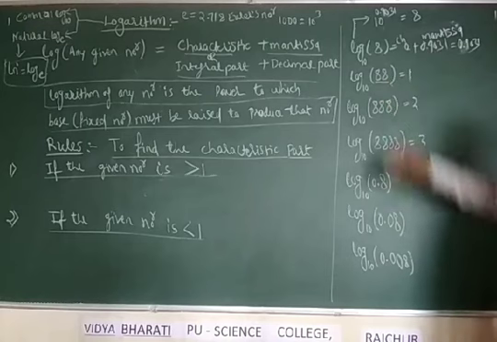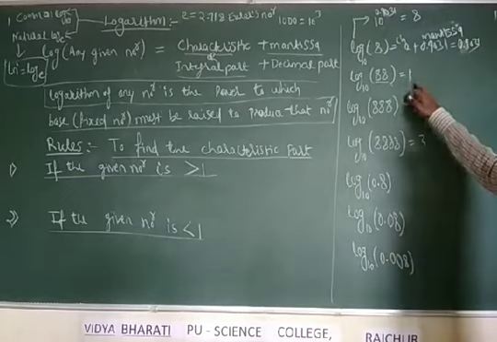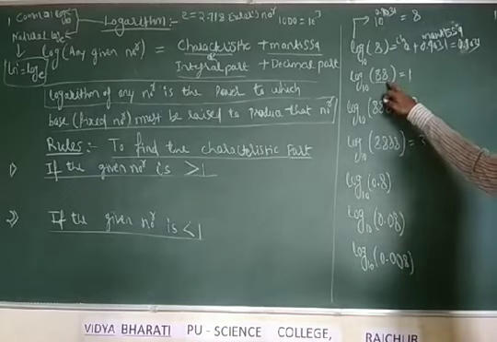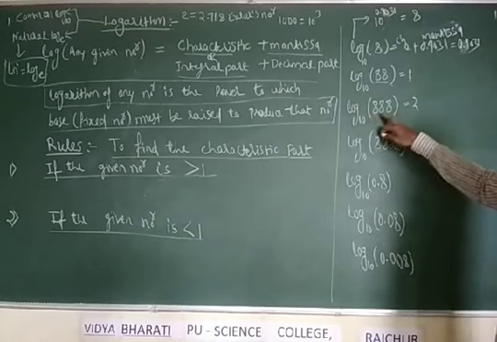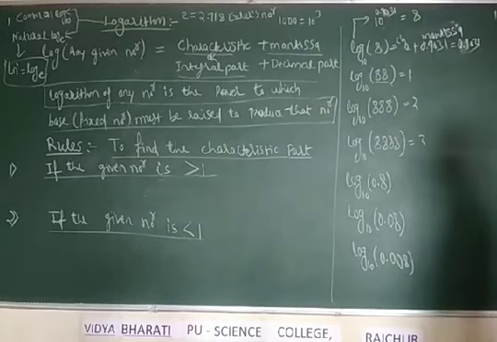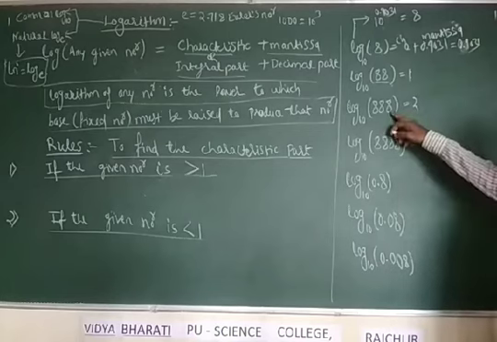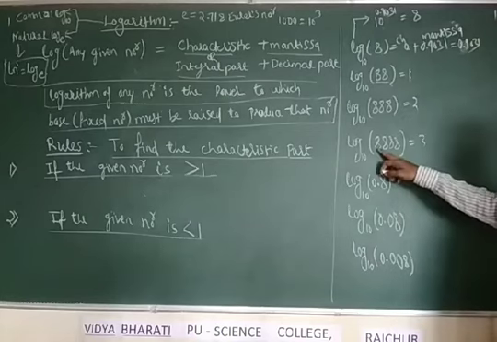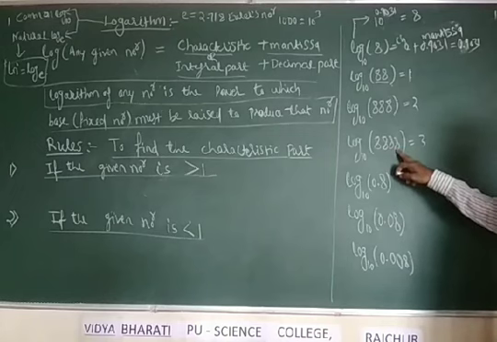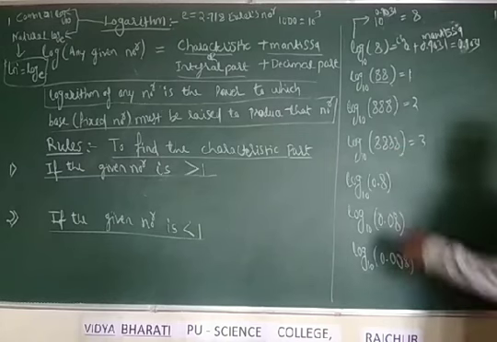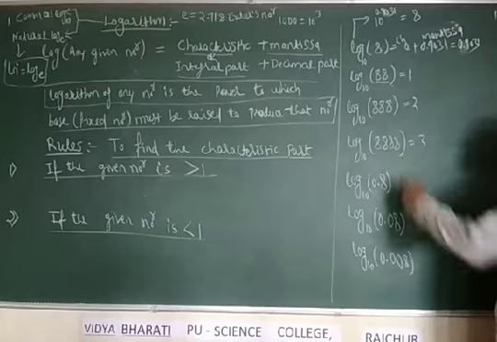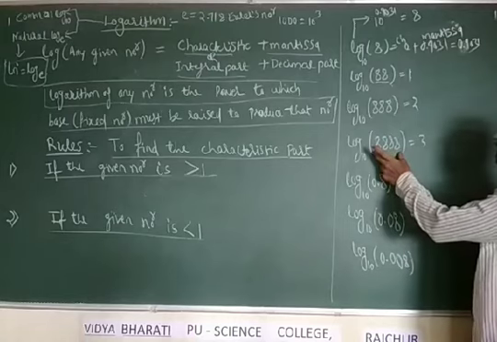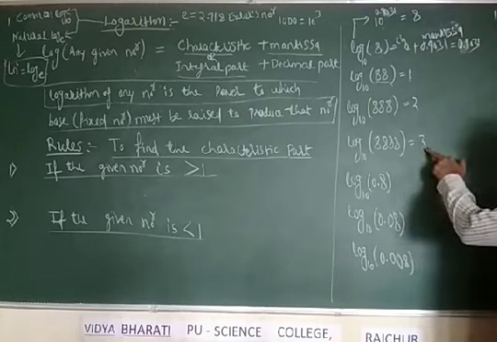Take the given number 88. Why is its characteristic 1? Because 88 is in the 10th place, that's why its characteristic is 1. Now 888, the given number is in the 100th place, so its characteristic is 2. And 8888, the number of which the characteristic is to be found, belongs to the 1000th place. That's why its characteristic is 3.